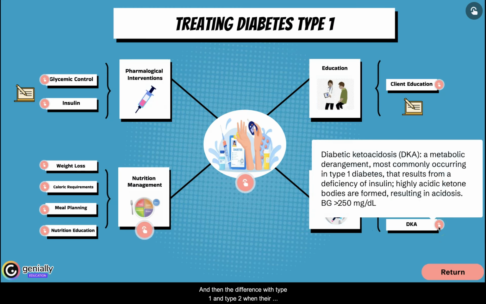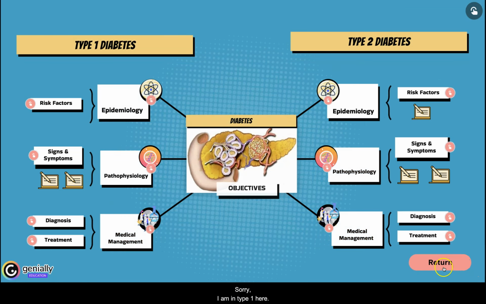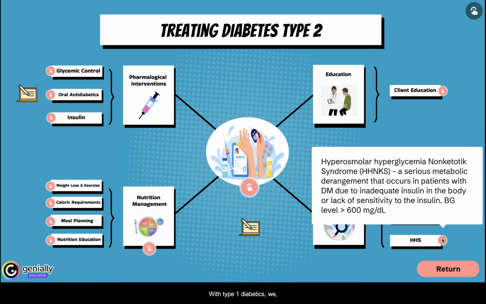And then the difference between type 1 and type 2 is when their blood sugars get extremely high, right? With type 2 diabetics, we have what we call hyperosmolar hyperglycemic non-ketotic syndrome, HHNKS. It's a serious metabolic derangement that occurs in patients with diabetes mellitus type 2 due to inadequate insulin in the body or lack of sensitivity to the insulin. Their blood glucose level goes above 600, right? And this is considered HHNKS, and they need to go to the hospital.